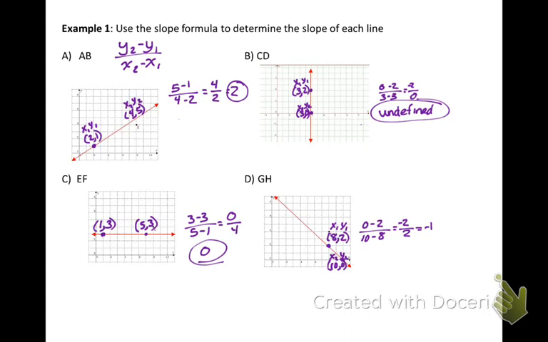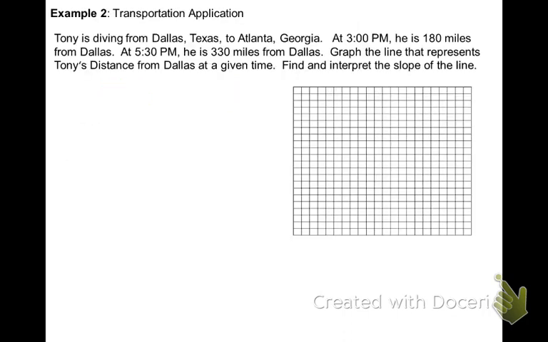All right, so example 2. Tony is driving from Dallas, Texas to Atlanta, Georgia. At 3 p.m. he is 180 miles from Dallas. At 5:30 p.m. he is 330 miles from Dallas. Graph the line that represents Tony's distance. So we have to make a graph this time.